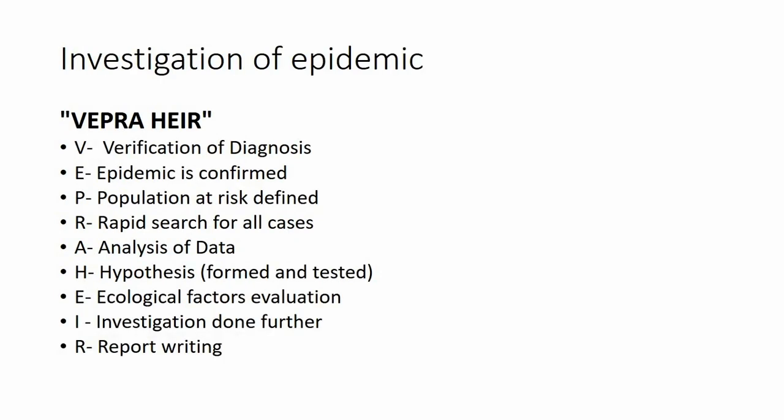Next mnemonic is for investigation of epidemic. There are 10 steps here. So VEPRA here is the mnemonic. V stands for verification of diagnosis. E stands for epidemic confirmation. P stands for population at risk definition. R stands for rapid search for all cases. A stands for analysis of the data or data analysis. And H is here. In the book it will be 10 points.